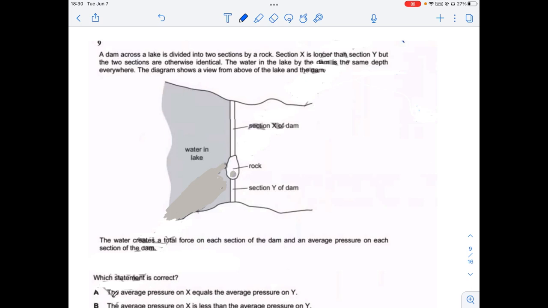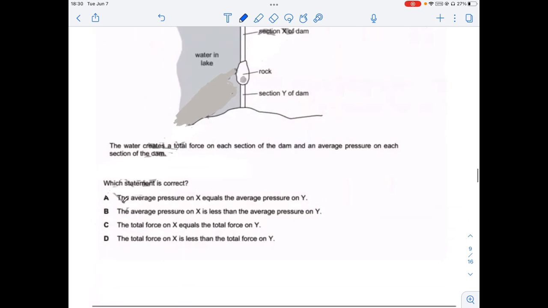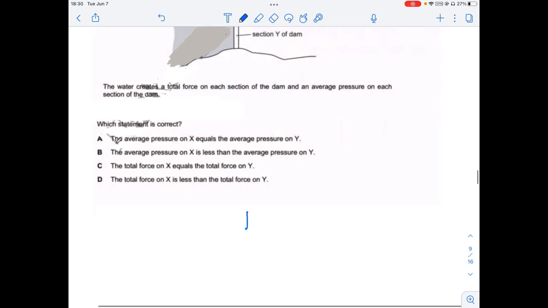Coming to question number 9, a dam across a lake is divided into two sections by a rock. Section X is longer than section Y, but the two sections are otherwise identical. They have the same depth everywhere. The diagram shows a view from above of the lake and the dam. The water creates a total force on each section of the dam and an average pressure on each one. So which statement is correct? So pressure equals to nothing but what? Rho g h. So we know that they are of the same height, g is a constant, and the density rho is also going to be a constant. So obviously the pressure is going to be constant because pressure depends upon the formula rho g h.